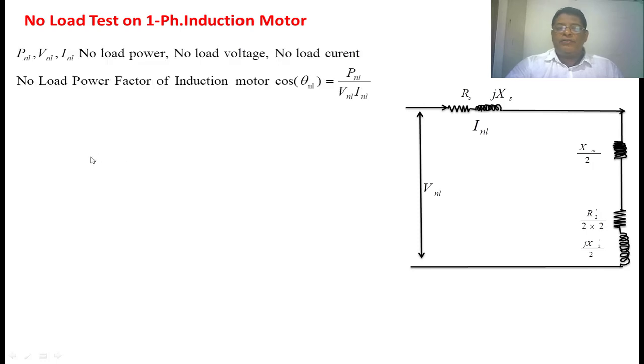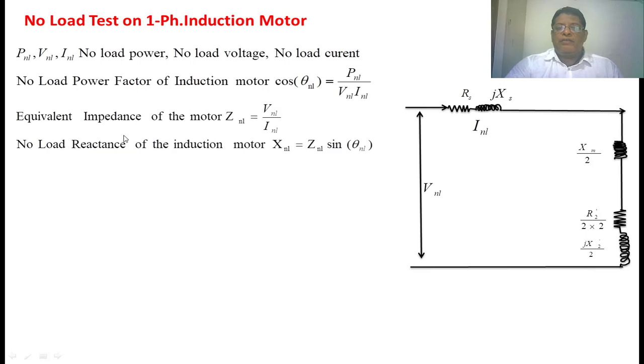First, we find the no-load power factor of the induction motor: cos theta NL equals PNL by VNL INL. The equivalent impedance of the induction motor during the no-load test, ZNL, equals VNL by INL. The no-load reactance XNL equals ZNL into sin theta NL. We can also find this value from the equivalent circuit of the induction motor.